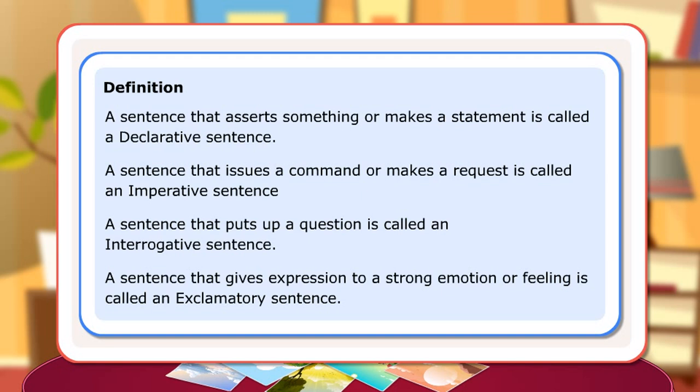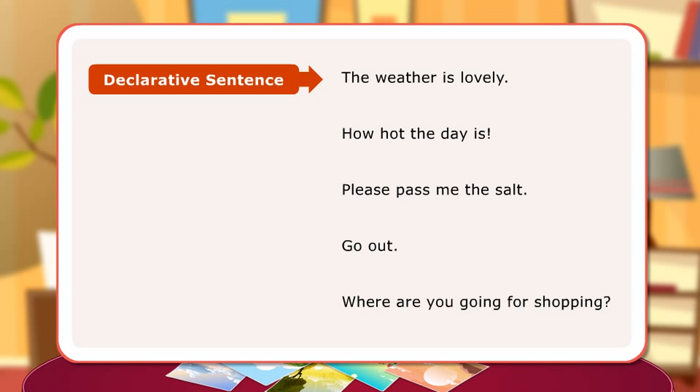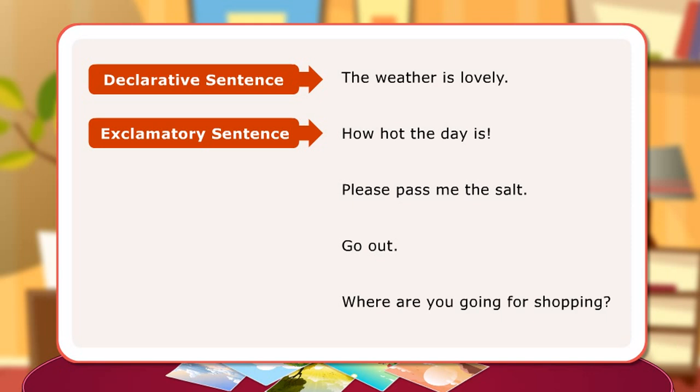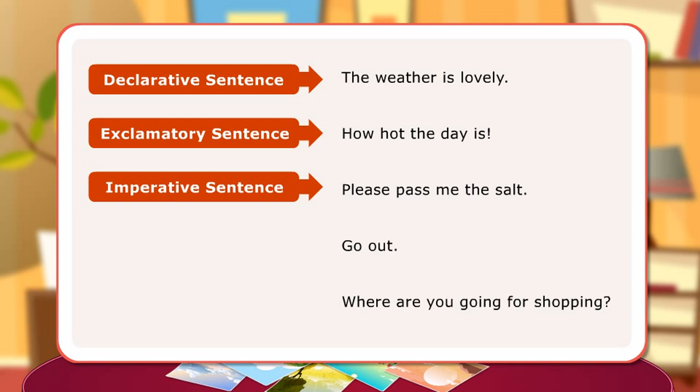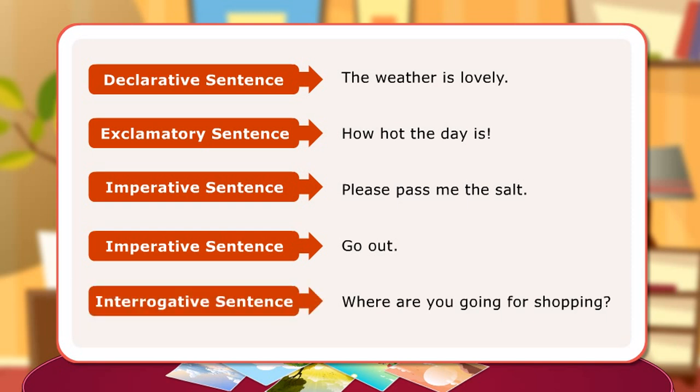Let us look at a few sentences. The weather is lovely. How hot the day is. Please pass me the salt. Go out. Where are you going for shopping? The first sentence makes a statement and is a declarative sentence. The next sentence makes an exclamation and is an exclamatory sentence. The third sentence makes a request and is an imperative sentence. The fourth sentence is also imperative as it issues an order. The last sentence is interrogative as it asks a question.